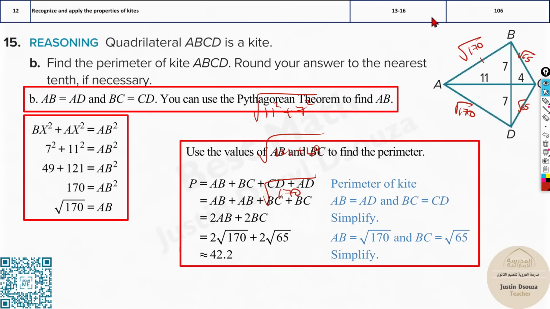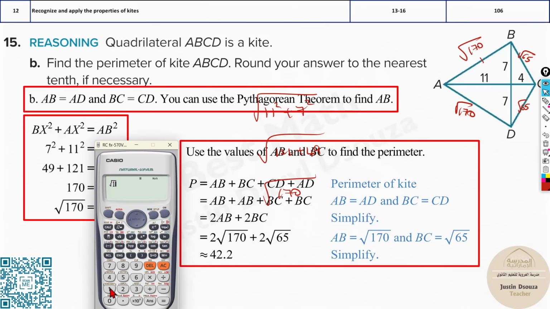I'll show you in the calculator. See this, Pythagoras directly. 11 power 2 plus 7 squared. Answer is 170. Square root 170. Now here, since we have 2 square root 170s, we just multiply 2 times square root 170 plus 2 times square root 65, or you can add them all 4 times, but this will just save you time. The answer is 42.2.